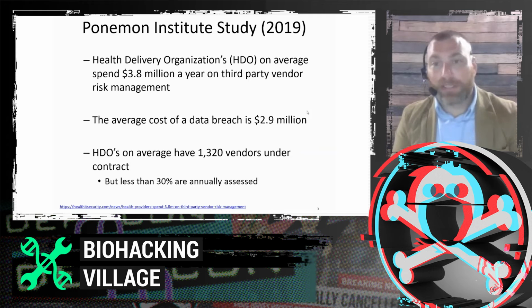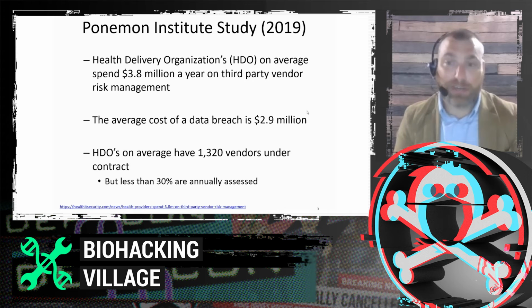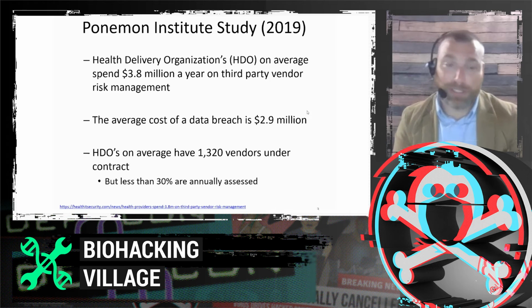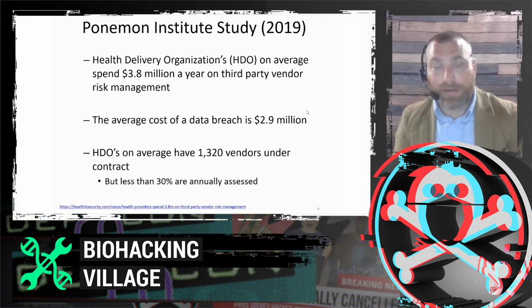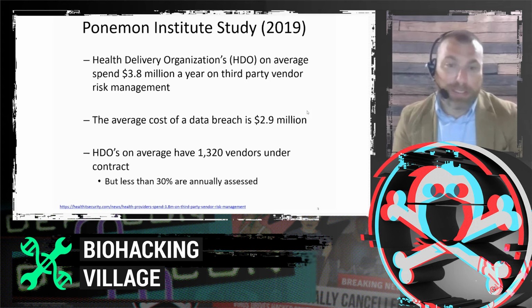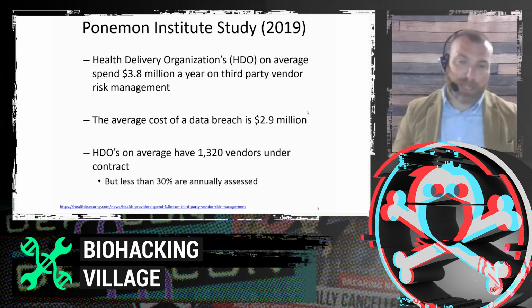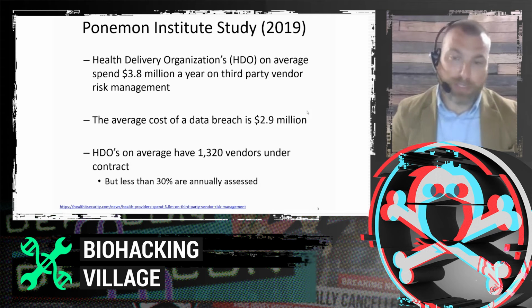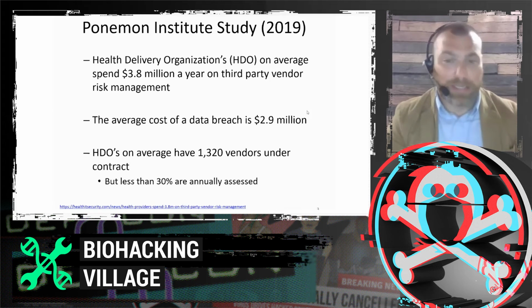The Ponemon study back in 2019 looked at how much hospitals actually spend on risk management. An HDO, or health delivery organization, which is just a big word for a large hospital organization, on average spends about $3.8 million a year on third-party vendor risk management. And why do they do that? Well, juxtapose that with the average cost of a data breach, which is about $2.9 million. And if you look at the vast number of vendors that HDOs have under contract, it's over 1,300, which is just unfathomable to manage.